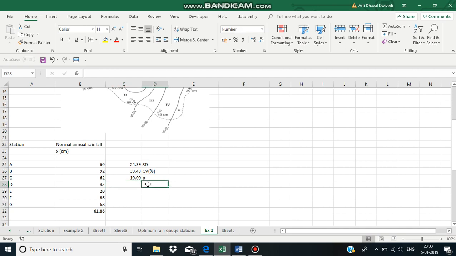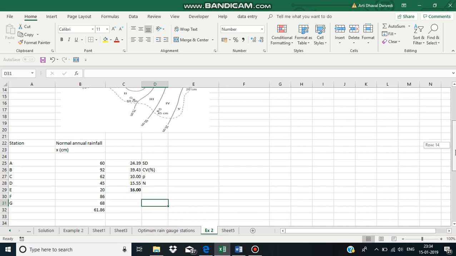So N, optimum number of rain gauge stations, will be equal to CV divided by P whole square. It is 15.55. Let us round this number. It will be 16. So 16 is the optimum number of rain gauge stations required in this basin.